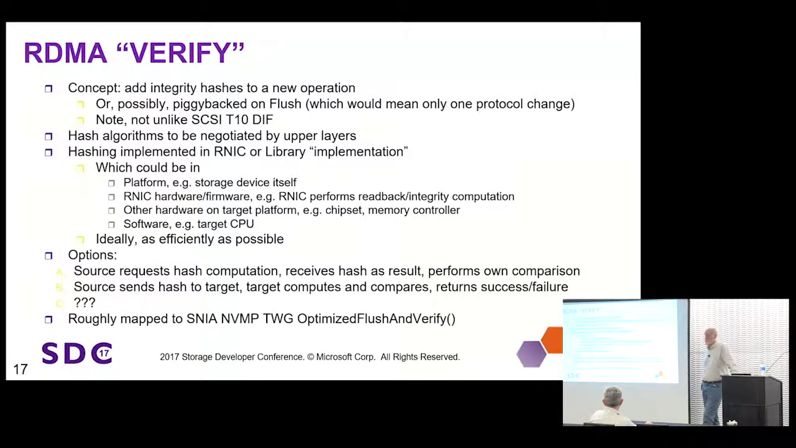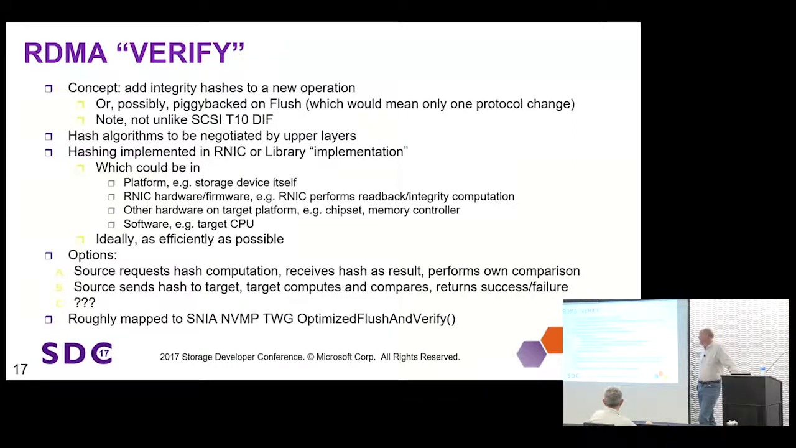This is not unlike SCSI T10 DIF, the data integrity format, where you drop a hash along with the data, and the hash accompanies the data on the end device at all times. The algorithms would be negotiated by the upper layers. We don't want to specify hash algorithms down here. They're part of the upper layer. But the idea is that the NIC would implement them, whatever they are. You would name them or negotiate them or select them.